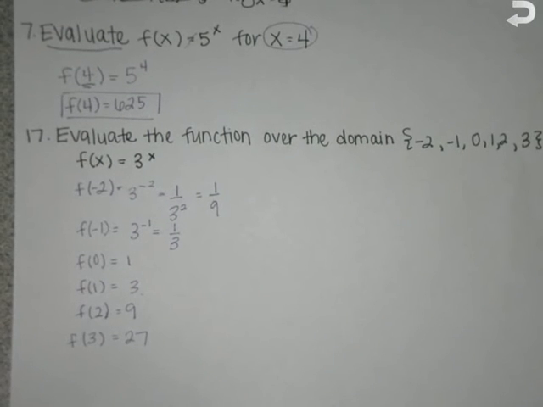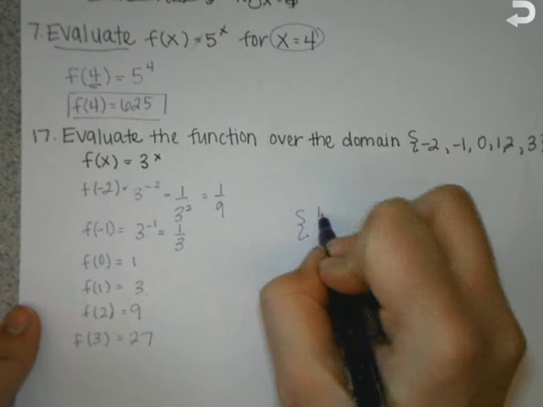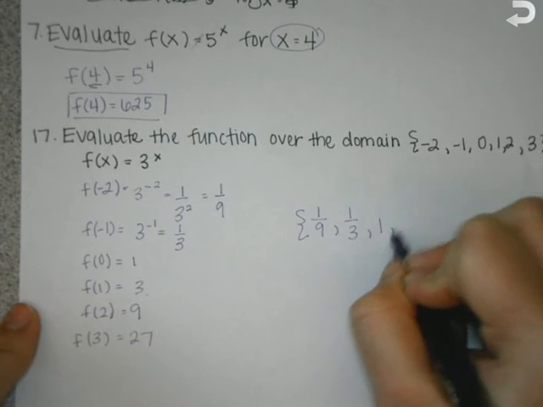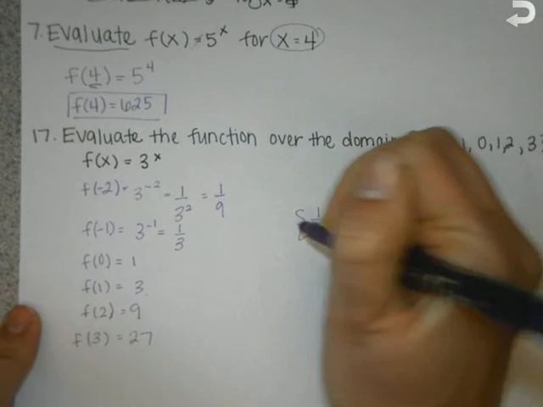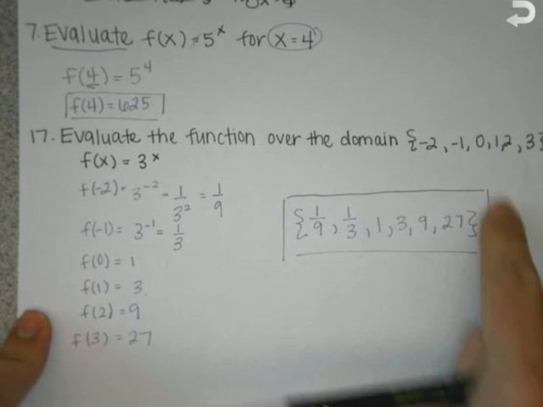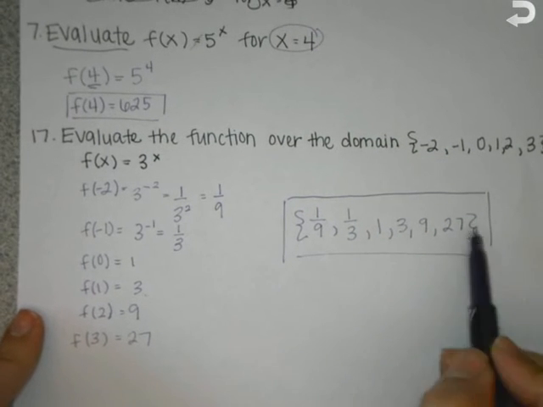Okay, so how do I write this as a range? Curly bracket. 1 over 9, 1 over 3, 1, 3, 9, 27. That's how you're going to write your answer. So when it asks you to evaluate over the domain, I want you to write the range in those curly brackets as a set, okay? And in order that we plugged them in.